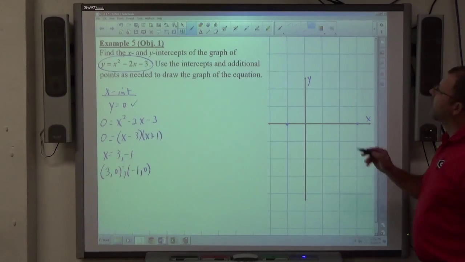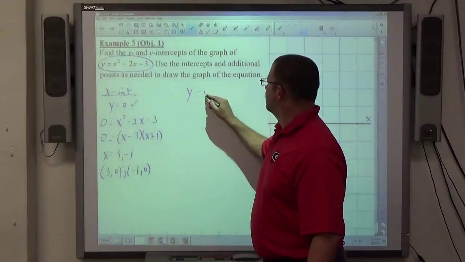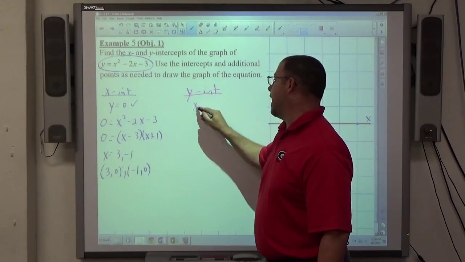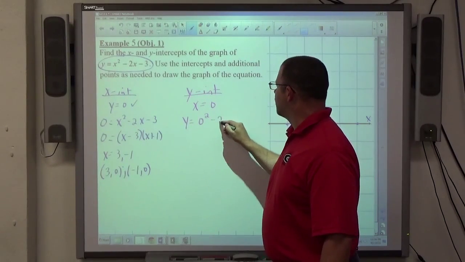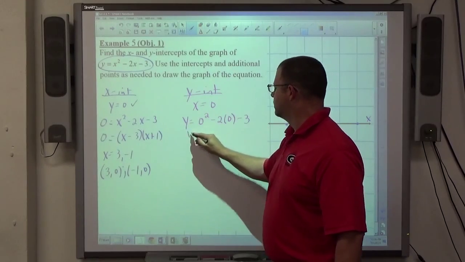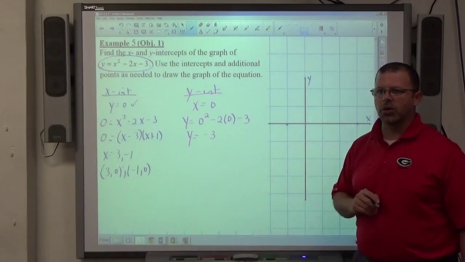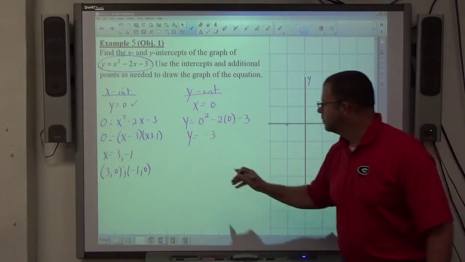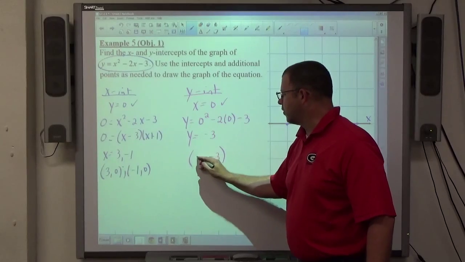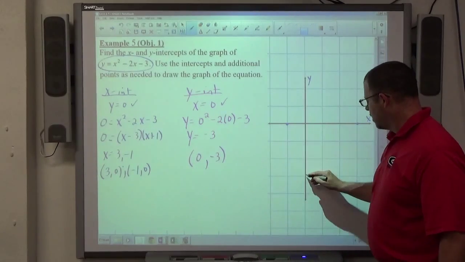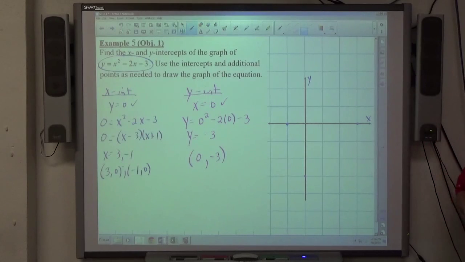As far as a y-intercept is concerned, again, if I want to find a y-intercept, I'm going to let x equal 0. That's just going to be y equals 0 squared minus 2 times 0 minus 3, and that's just going to be y equals negative 3. So y equals negative 3 is what we got out of the work, and x equals 0 is what we started off with. So 0, negative 3 is a point on the curve. All 3 of those points are part of the curve, but not enough information for me to see what the curve actually looks like.